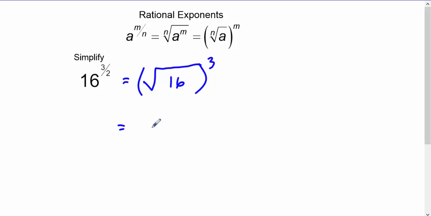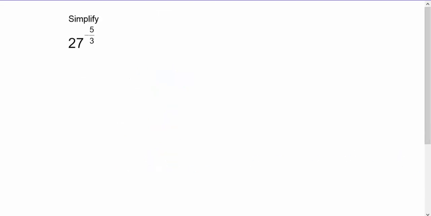So I've got square root of 16 is 4, cube that, ends up being 64, and we're done. Likewise, now we're going to have a base raised to a negative exponent, so immediately I would change that to 1/27. I'm going to cube root that and take that to the 5th power.